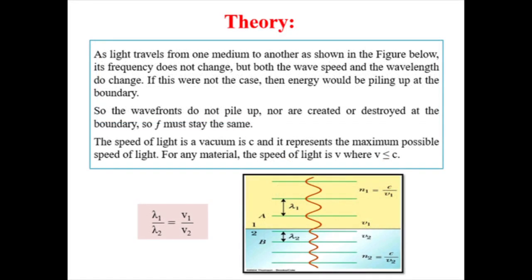This figure illustrates that as light travels from one medium to another, its frequency remains constant, but both the wave speed and the wavelength do change. We will get that lambda 1 over lambda 2 equals v1 over v2. The speed of light in a vacuum is c, and it represents the maximum possible speed of light. For any material, the speed of light is v, where v is less than or equal to c.